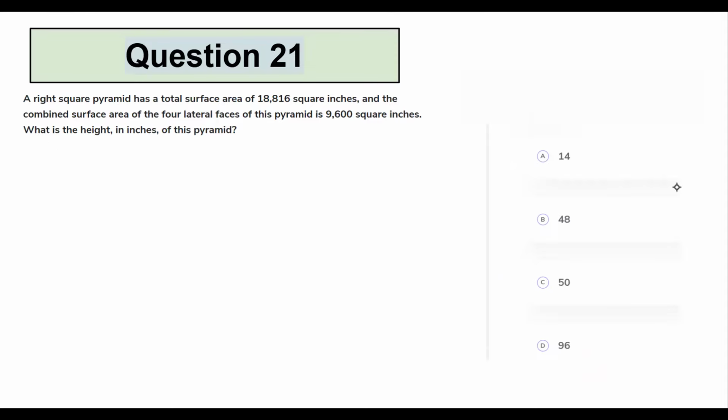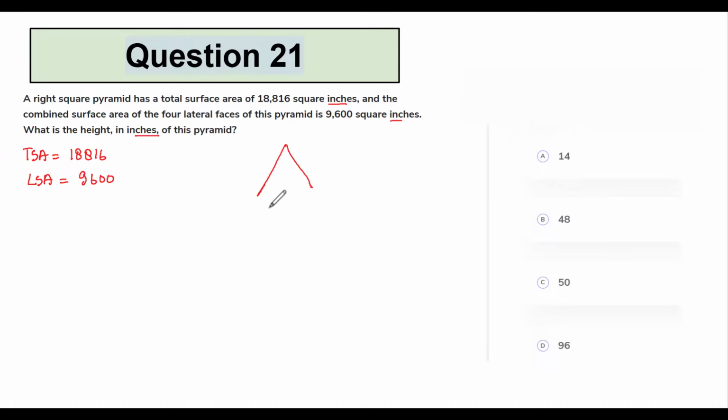Now pay attention. This is a very interesting question. A right square pyramid has a total surface area of 18816 square inches, and the combined surface area of the four lateral faces of this pyramid is 9600 square inches. What is the height in inches of the pyramid? Now, total surface area is given as 18816. We are working in inches only, so I will skip writing the units. That would make my life easier. Lateral surface area is 9600.